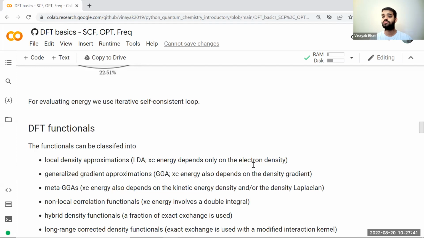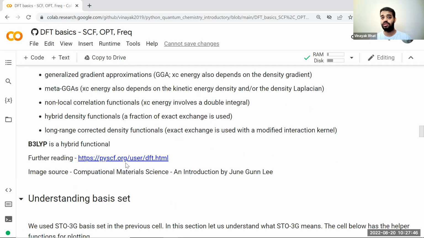Any questions? And if you want to look at more functionals, you can just look at this by SCF and see what functionals are available. And the images that you saw in this are from this book, and it gives a very nice way of making you understand what is actually going on in DFT. Okay, if you are interested, you can read further. But yeah.